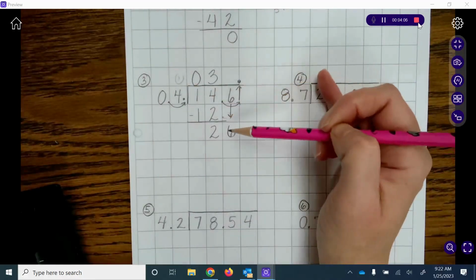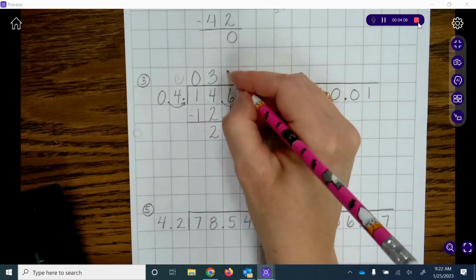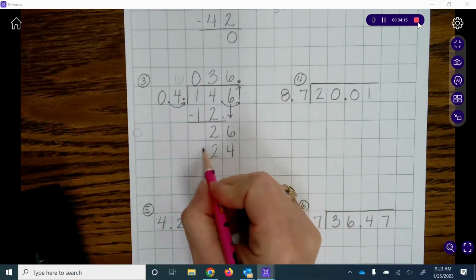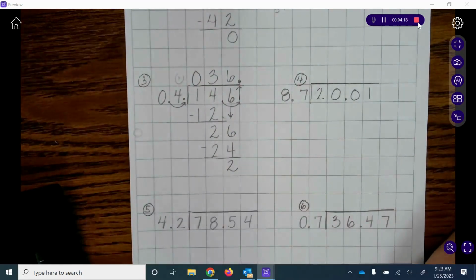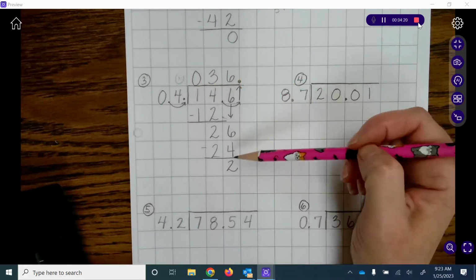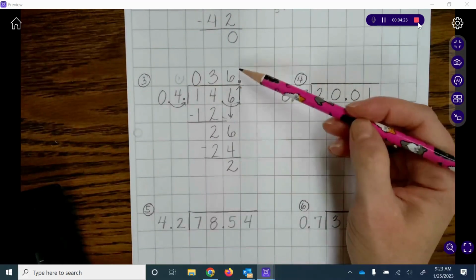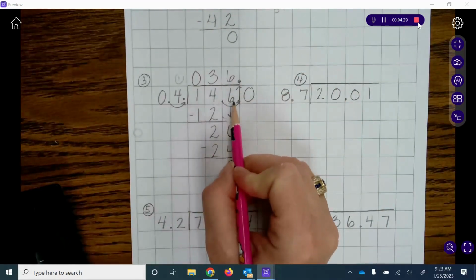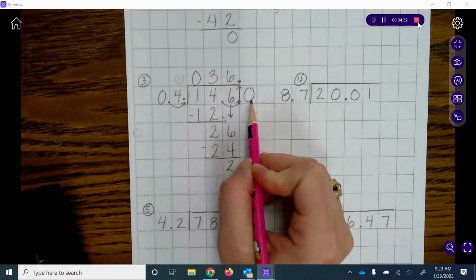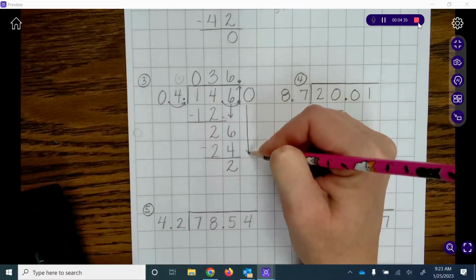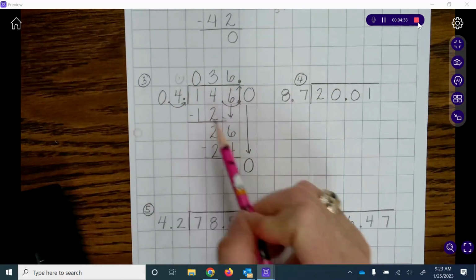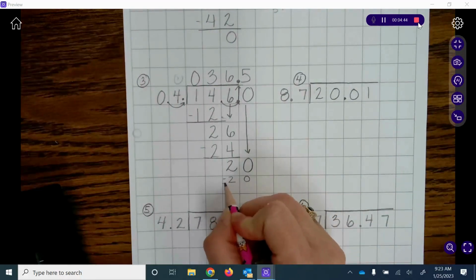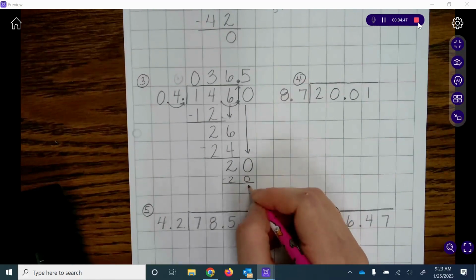4 can divide 26 6 times. 6 multiplied by 4 equals 24. I subtract and I get 2. If this were a whole number problem, I could just write remainder 2. But because I have a decimal here, I'm going to add a 0 because 146 and 146.0 are the same value. I bring down the 0. 4 can go into 20 5 times. It does look like I'm running out of room here, so I'm just going to write this a little bit smaller. 20 take away 20 equals 0.